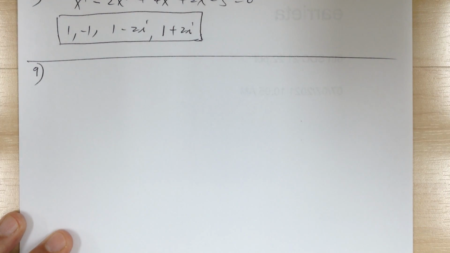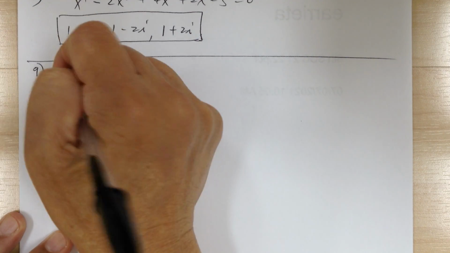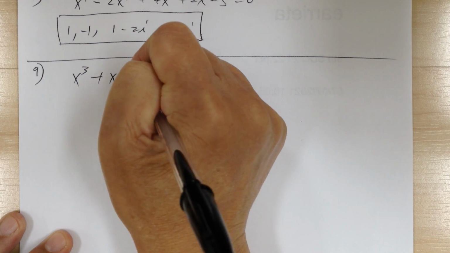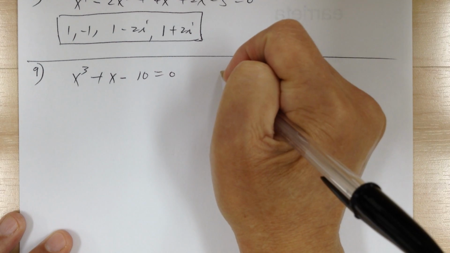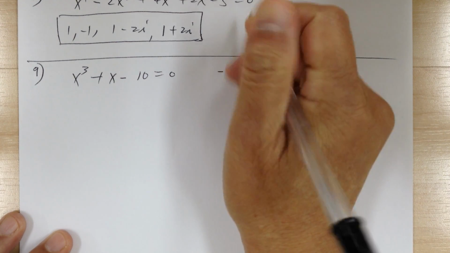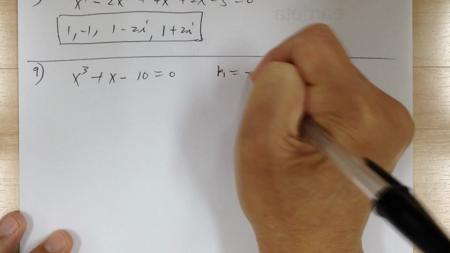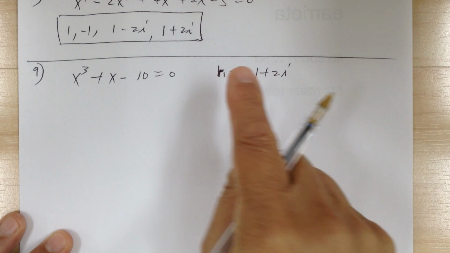Okay, number 9. So again, one of the roots is given, and you have to solve the equation. So you get x to the 3 plus x minus 10 equal to 0. And you have the first root, r1, is equal to negative 1 plus 2i.